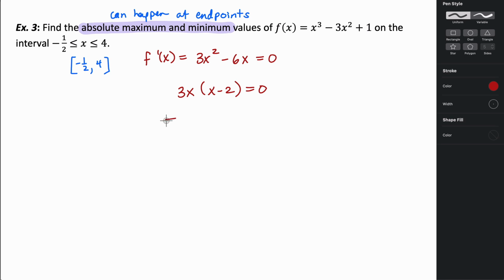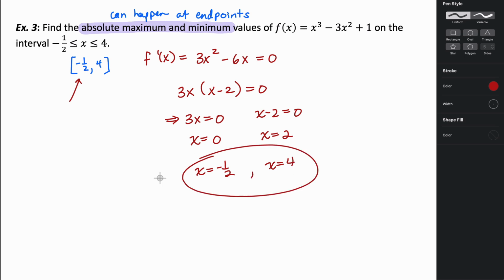From this, we get 3x equals 0, and x minus 2 equals 0, giving us that x is equal to 0 and x is equal to 2. So these are not the only 2 points that we have to test. We also have to test x equals -1/2 and x equals 4. These are the values of our endpoints, and they could potentially be some absolute maximum and minimum values.